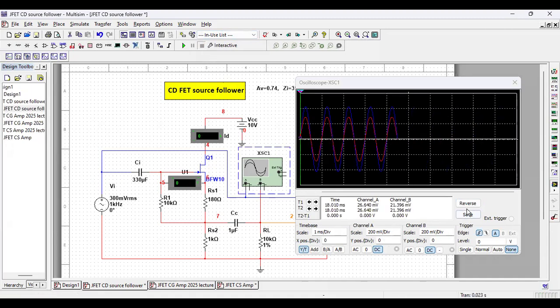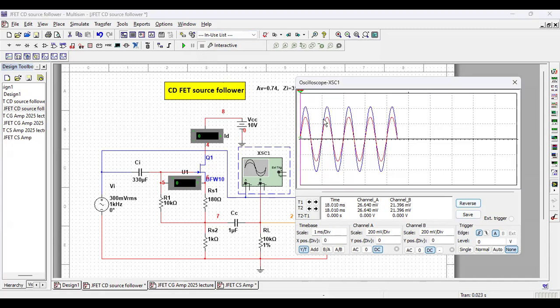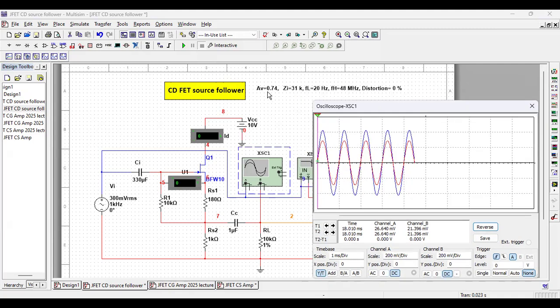There is hardly any gain. I'll reverse the see. Red line is the output, blue line is the input. So actually the output is less than the input. By measuring, it was found that the gain is 0.74. So the emitter follower in BJT is not used for gain, it is used for impedance matching. Similarly, the common drain source follower is not used for gain, it is used for impedance matching, right?